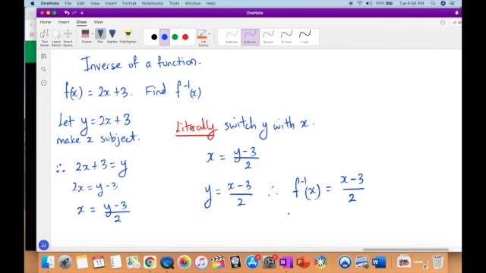Scotia, how does it feel for you? Good. Easy, right? So all you have to do is put the function in terms of y, and then make x the subject of the formula, and then literally just switch the x and the y. And you'll have your f inverse x.